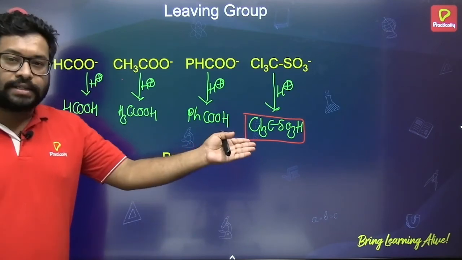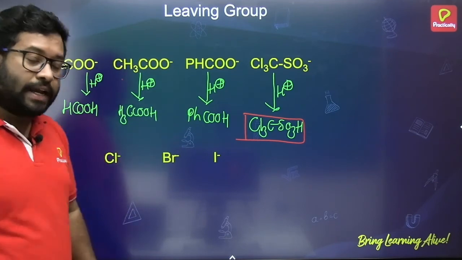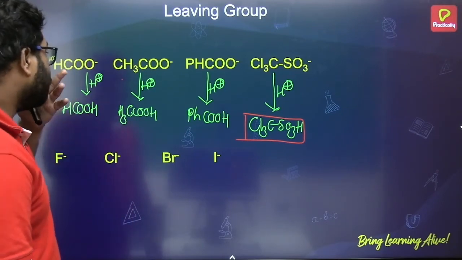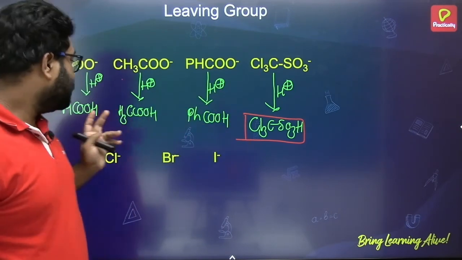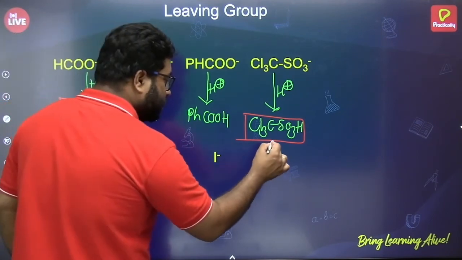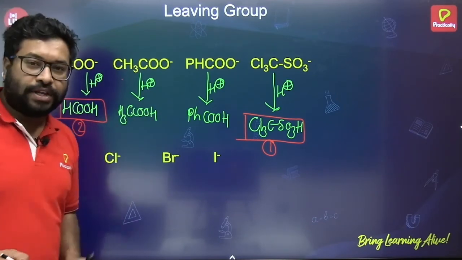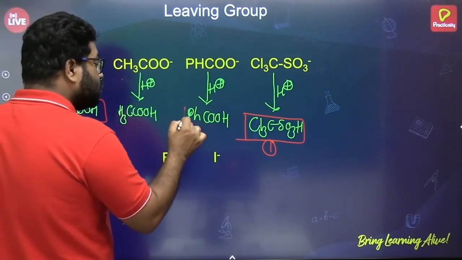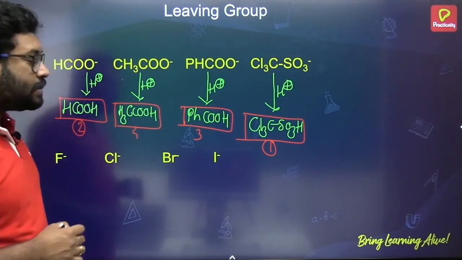Now we have surely studied that this is the strongest acid here. If this is the strongest acid, its conjugate base has to be the weakest. So it has to be the best leaving group in these 4 examples. Looking at all these, this is the strongest acid, second one would be this. Then among acetic acid and benzoic acid, the stronger one is benzoic acid. This is the third one, and this is the fourth one.